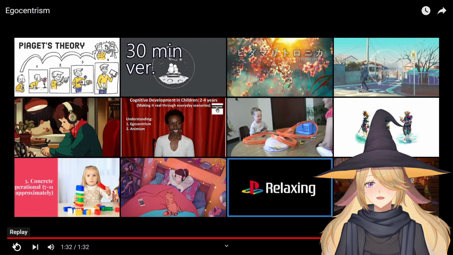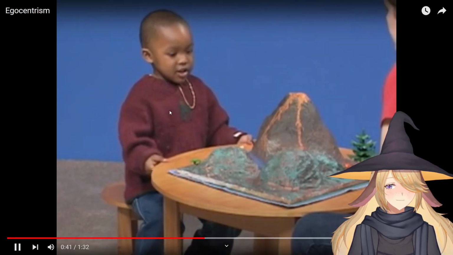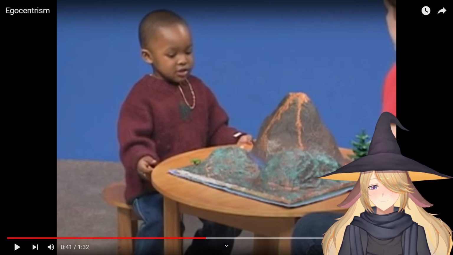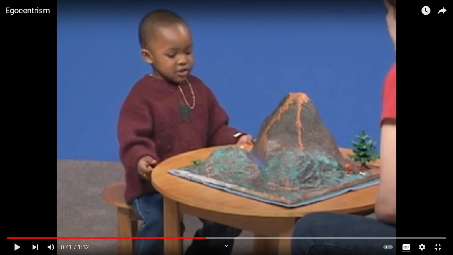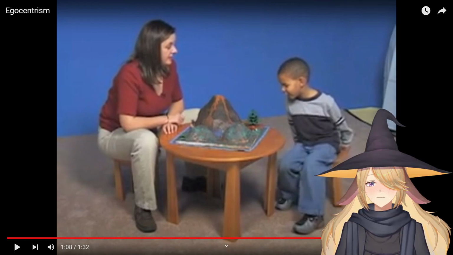So in this clip, what we have is a young child and a slightly older child demonstrating egocentrism. In the first case, this child assumes that the person running the study can see what they see on the other side of the volcano, because they can't visually or mentally process the idea that other people have a different experience than them. Whereas the slightly older kid is able to understand that other people see things differently. How about that?